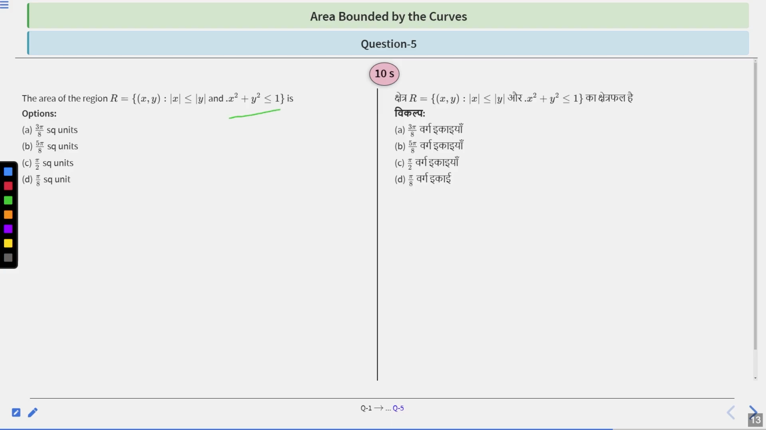The x square plus y square less than or equal to 1 represents that we have to calculate the area inside the circle having center 0, 0 and radius 1 unit, right? And for mod x less than or equal to mod y, we can draw the graph. Then we can easily analyze which interval to integrate over, or take care of the geometrical interpretation to calculate the area. In this way you can approach this question. You have 10 seconds to solve or think about this question. After 10 seconds we will discuss the solution.